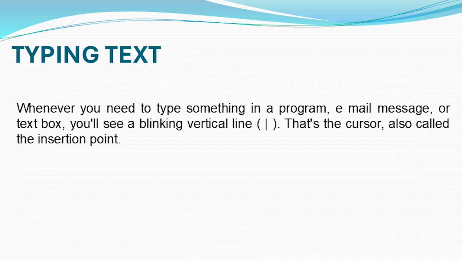Typing text. Whenever you need to type something in a program, email message, or text box, you'll see a blinking vertical line. That's the cursor, also called the insertion point. It shows where the text that you type will begin. You can move the cursor by clicking in the desired location with the mouse, or by using the navigation keys. See the Using Navigation Keys section of this article. In addition to letters, numerals, punctuation marks, and symbols, the typing keys also include Shift, Caps Lock, Tab, Enter, the spacebar, and backspace.